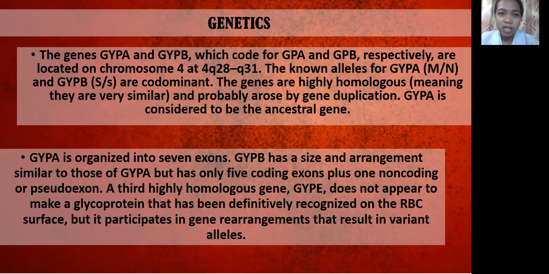GYPA is organized into 7 exons. GYPB has a size and arrangement similar to those of GYPA, but has only 5 coding exons plus 1 non-coding or pseudoexon. A third highly homologous gene is GYPE. This does not appear to make a glycoprotein that has been definitively recognized on the RBC surface, but it participates in gene rearrangements that result in variant alleles.